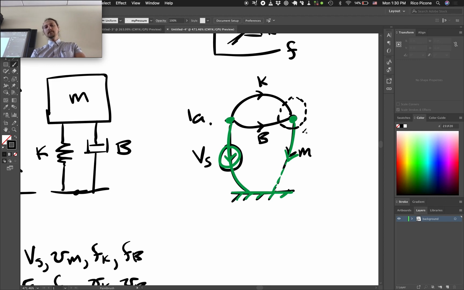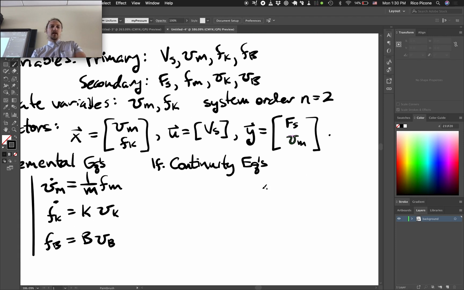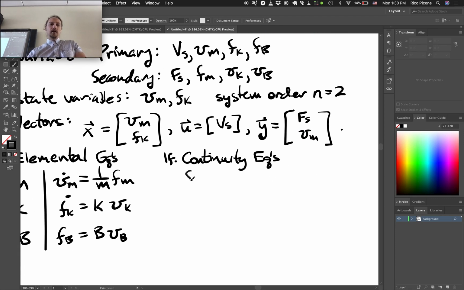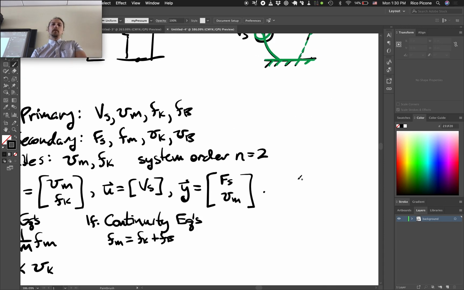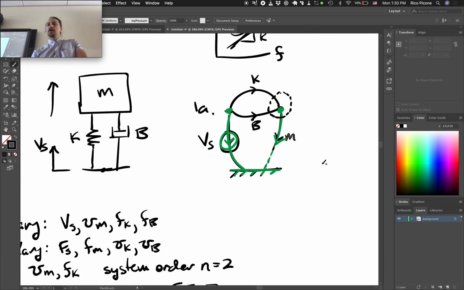Okay? So what we want to write is Fm equals something. Fm's leaving this contour, so Fm is going to equal all the force coming into it, so Fm equals Fk plus Fb. That's the only branch that's passive, so that's the only continuity equation we need.